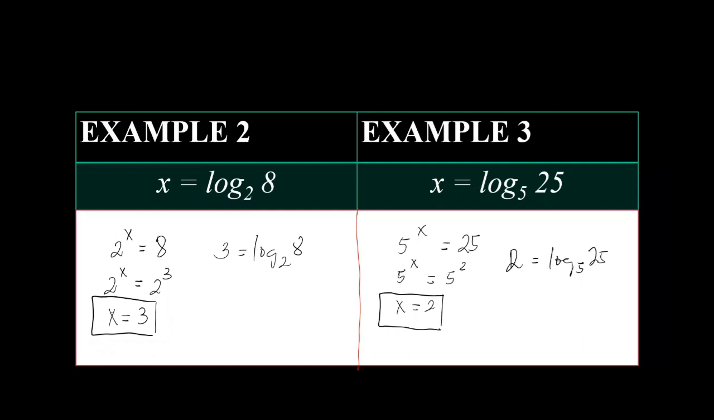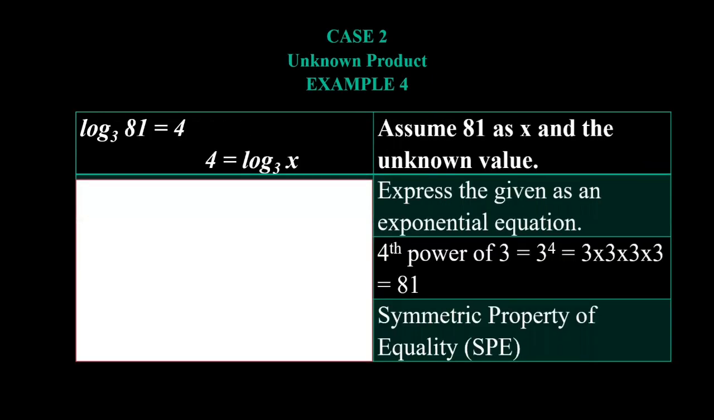Now, we can proceed already with the second case, which is the unknown product. This one is also easy. Why? Because what we are going to do is still transform into exponential form, and then simplify the exponential form. Okay, so let's have this example. Let's say x is 81. So we have logarithm of x base 3 is equal to 4. So the 81 is the missing value.